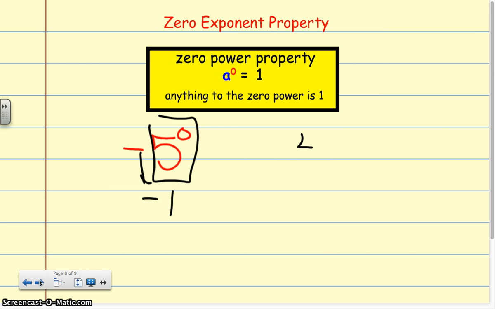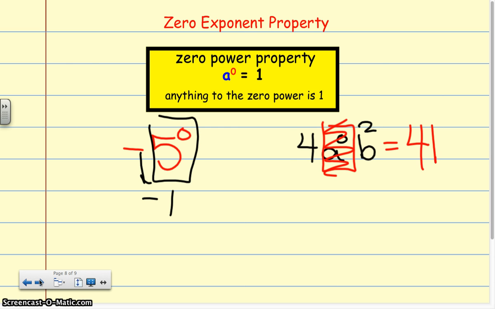If we had 4a to the 0, b squared. Box off what has the 0 power. Now when it's 1, it's the same as just canceling it out. So I can just cancel out that a to the 0 because it turns to 1. This turns into 4b squared.